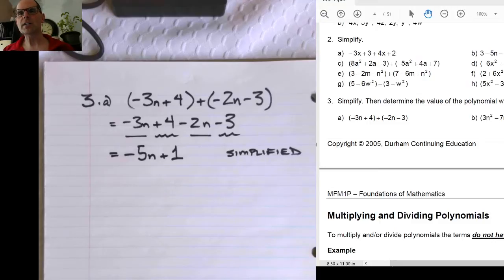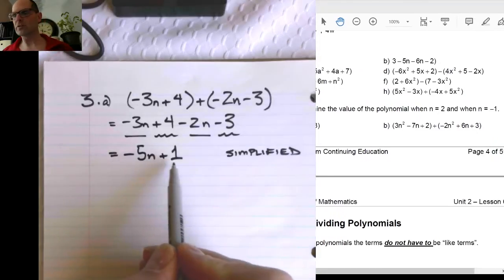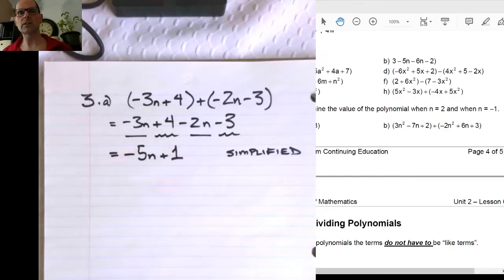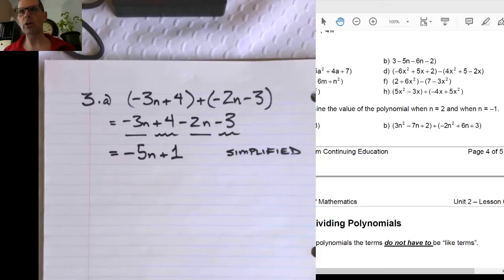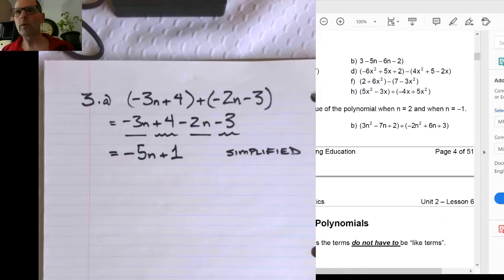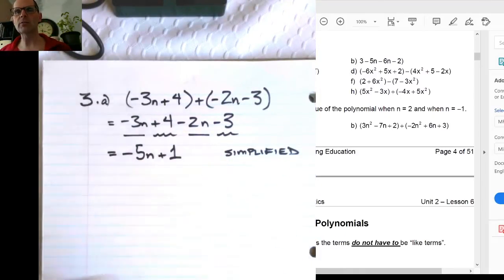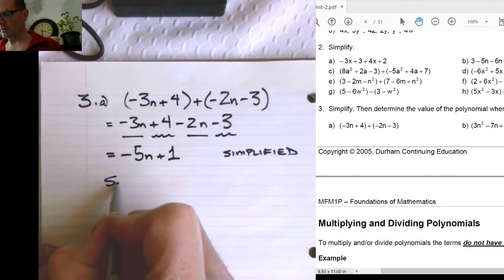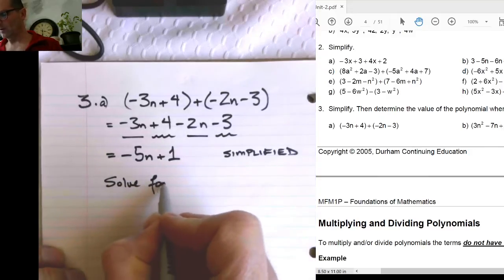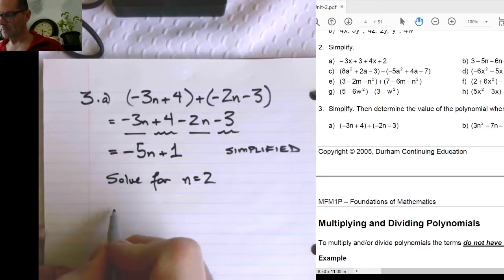However, the next part says, then determine the value of the polynomial. Okay, so polynomial is a fancy term for this. This is technically a binomial because there are two terms here, but polynomial is just generic for any number of terms. And when n equals 2, we need to substitute n equals 2 in here. So solve for when n equals 2. I'm going to solve for n equals 2.